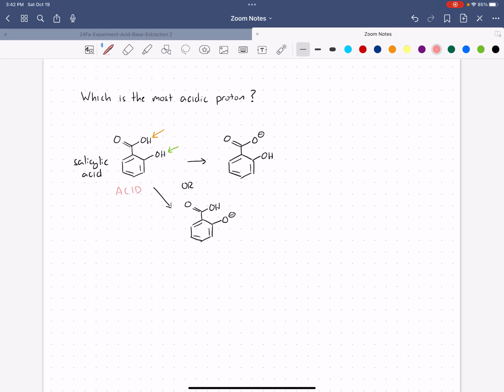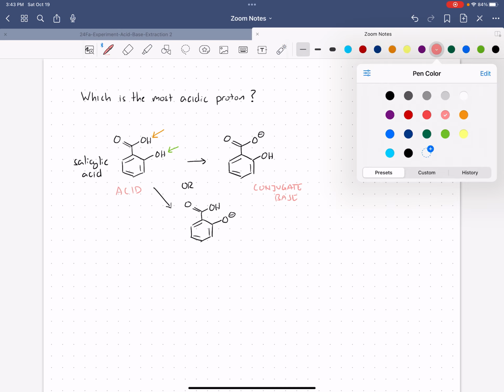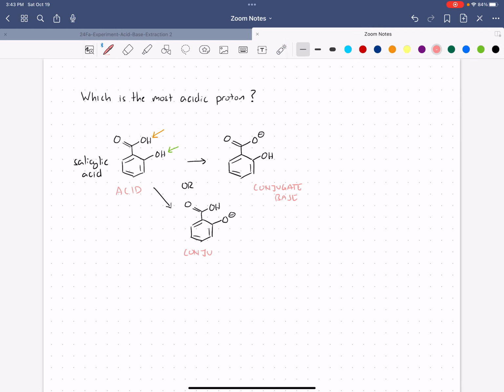Take a look at the acid. But to know the acidity of the acid, we're going to also look at the conjugate base. Now, if I think the top proton is more acidic, I would draw this anion. If I think this proton with the green arrow is more acidic, I would draw this anion. So we have two possibilities for our conjugate base. Whichever conjugate base is more stable, that will tell me which proton is most acidic.